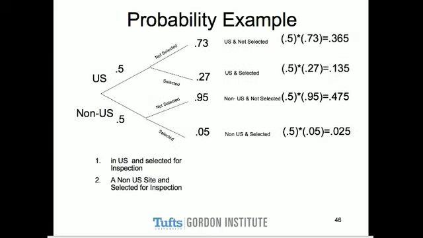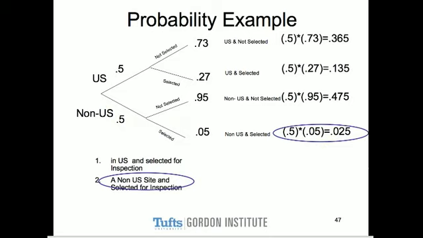Okay. So if we're asking a question about a randomly selected site being in the U.S. and selected for an FDA inspection, it's this in here, right? U.S. and selected is 0.1375. And if we're asking a question about a non-U.S. site being selected, it's 0.5 times 0.025. Okay?